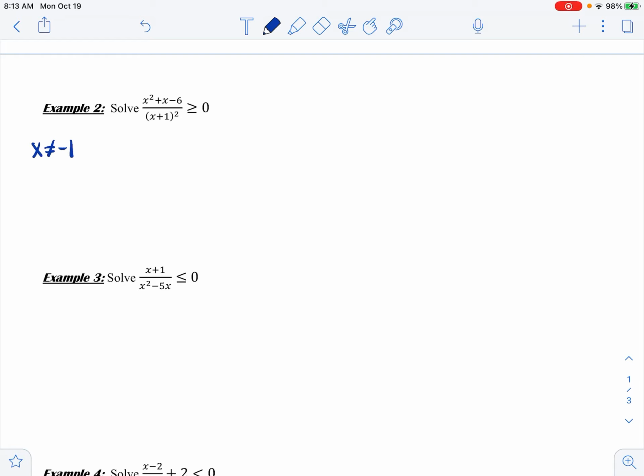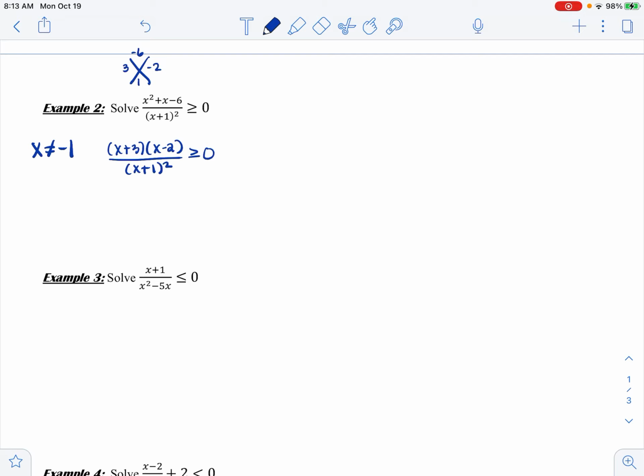All right, so what I'm going to do now is I'm going to factor the numerator because the numerator is not factored, and the denominator is already factored. It's x plus 1 times x plus 1, and you can leave it as x plus 1 squared. So I need 2 numbers that multiply to give me negative 6 and add to give me 1. And that would be 3 times negative 2. So I now have x plus 3 times x minus 2 over x plus 1 quantity squared is greater than or equal to 0.